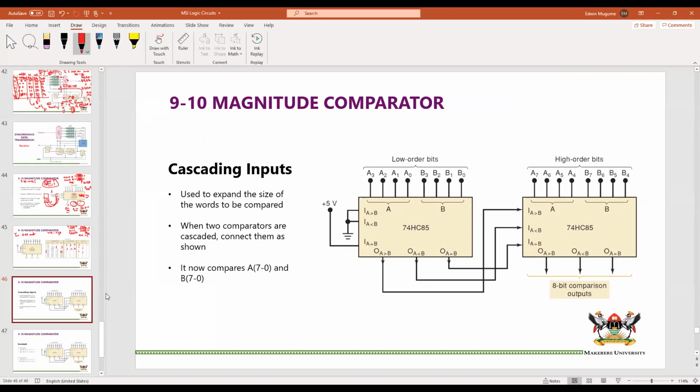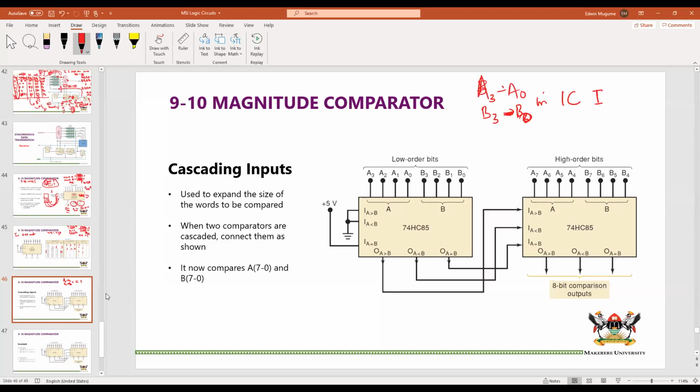Right, let us look at the case I talked about. You can see here that if you have 8-bit words, you put A3 to A0 and B3 to B0. You first compare them in the first IC, I could call it IC1.